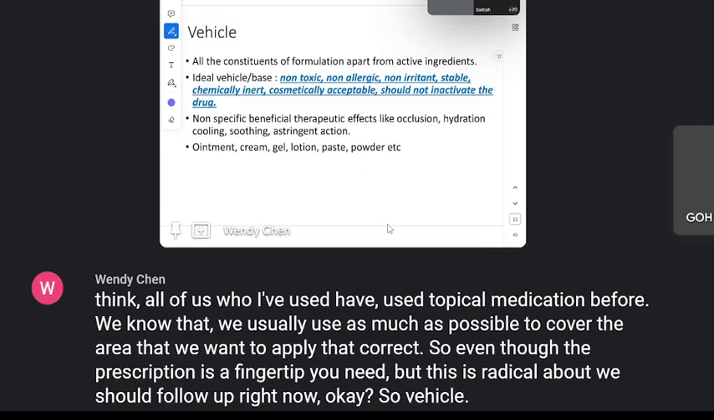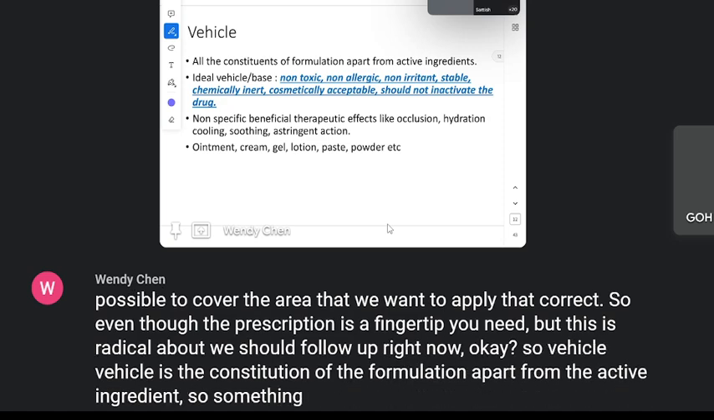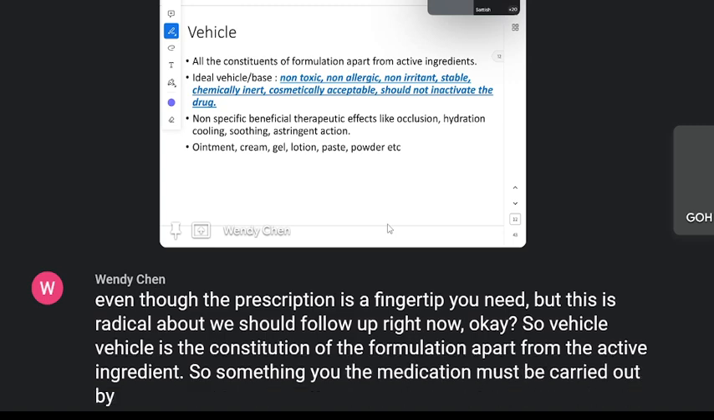So the vehicle is the constituent of the formulation apart from the active ingredient. The medication must be carried by a vehicle, right?